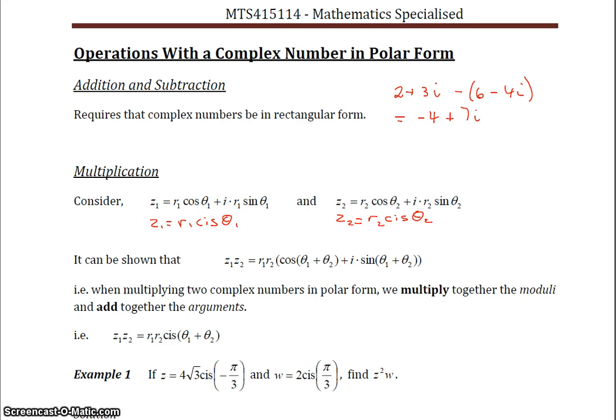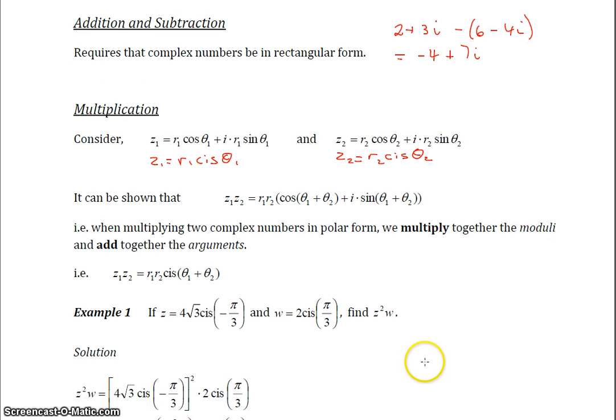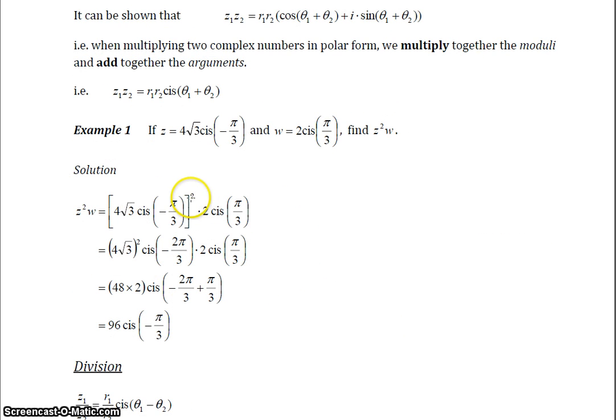So let's have a look at these two complex numbers that are given in polar form. We've got 4 root 3 cis of negative pi on 3 for z, and 2 cis pi on 3 for w, and we're going to find z squared times w. So let's work through it.